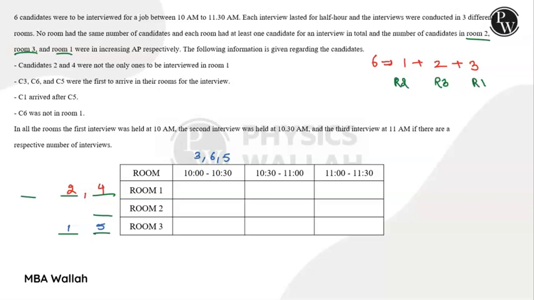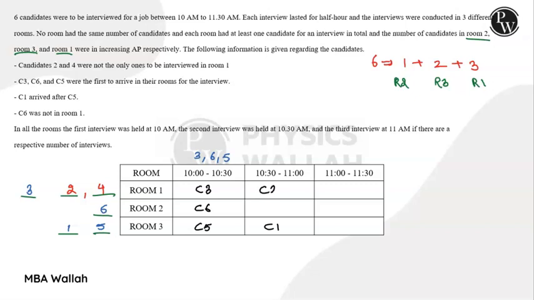C6 was not in room number 1, that means C6 must be in room number 2. So candidate 3 must be in room number 1. Now we know that candidate 3, 6 and 5 arrived at the very first, so C3 must be in room number 1 at 10 to 10:30, then C6 in room number 2 and C5 in room number 3. Now after C5 there must be an interview of C1, but we have no information about which of C2 and C4 is interviewed when.